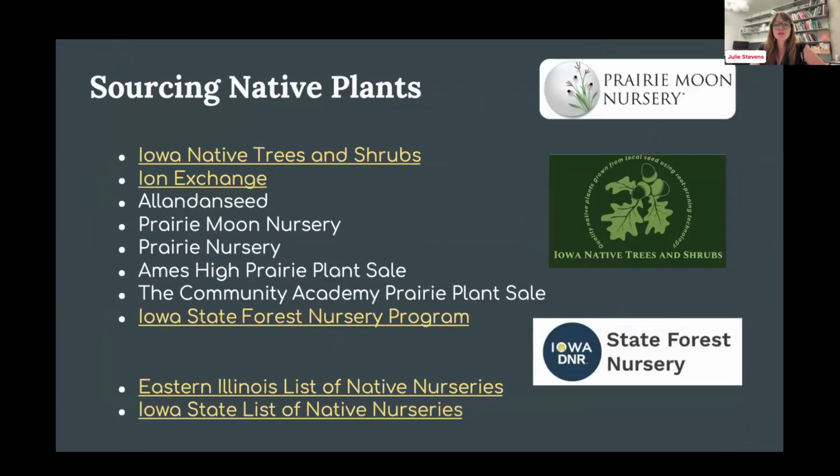A few sources I wanted to throw out here. Very close by, Iowa Native Trees and Shrubs here in Woodward, one of the greatest tree and shrub nurseries ever, all sourced primarily from Iowa. Occasionally, Zach will step out of Iowa maybe for something really special. Allendan Seed, that should be an E, is in Winterset. They're primarily grasses and herbaceous plants.